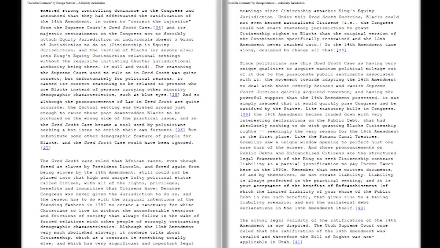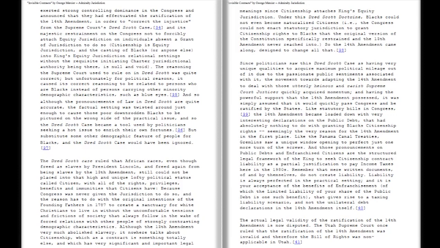39. The 14th Amendment became loaded down with very interesting declarations on the public debt that had absolutely nothing to do with granting black citizenship. Right, seemingly the very reason for the 14th Amendment. In the first place, like the Panama Canal treaties, Gremlin saw a unique window opening to perfect just one more turn of the screws. And those pronouncements on public debts and enfranchised citizens are the structured legal framework of the king to seek citizenship contract.